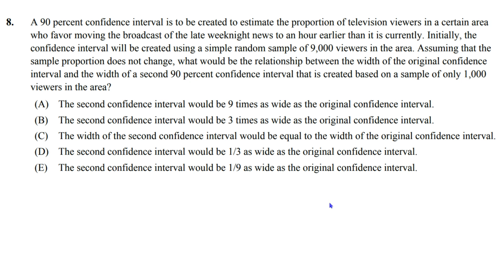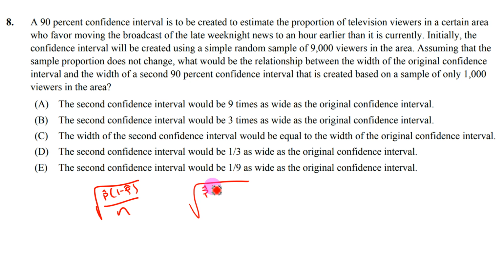A 90% confidence interval is created to estimate the proportion of television viewers in a certain area who favor moving the broadcast of the late weeknight news to an hour earlier than it is currently. Initially, the confidence interval will be created using a simple random sample of 9,000 viewers in the area. Assuming the sample proportion does not change, what would be the relationship between the width of the original confidence interval and the width of a 90% confidence interval based on a sample of 1,000? We had one like this, right? You have p hat times 1 minus p hat over n, so just compare them.